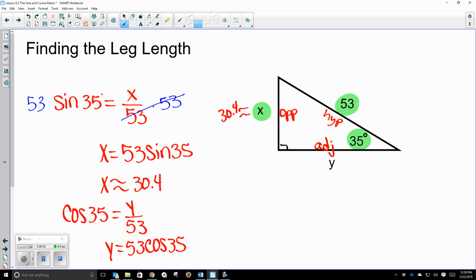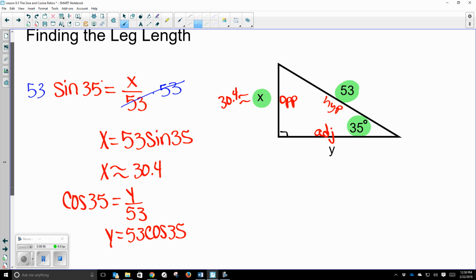So y is equal to 53 cosine of 35. There's also another way to find it, and I'll be thinking about that, see if you can figure out what that would be. 43.4. You need to be seeing if you're getting the same answer as I'm getting with your calculator to make sure you know how to use your calculator.